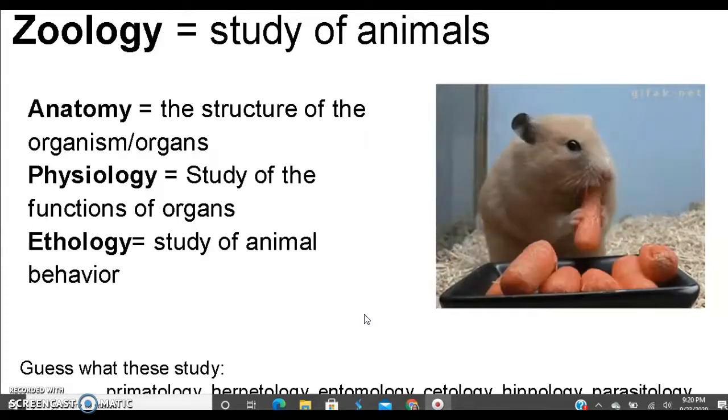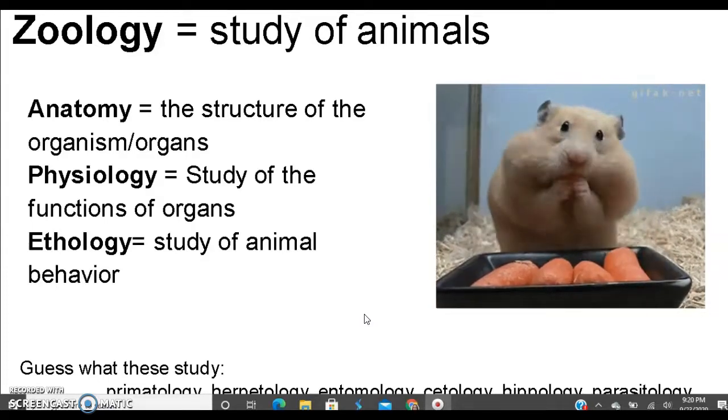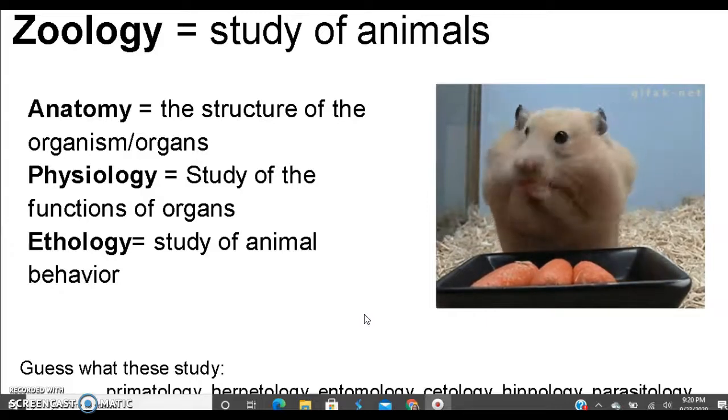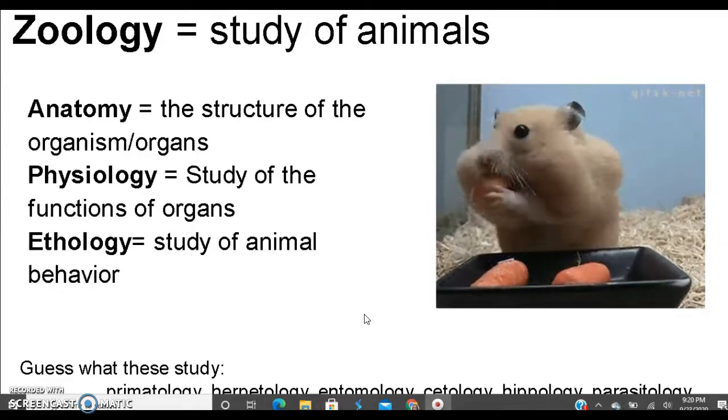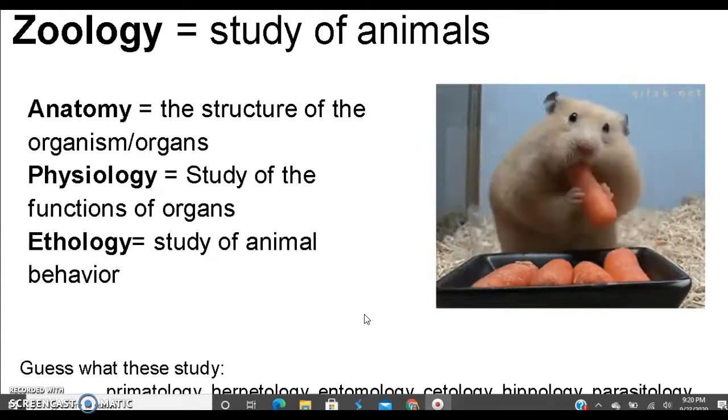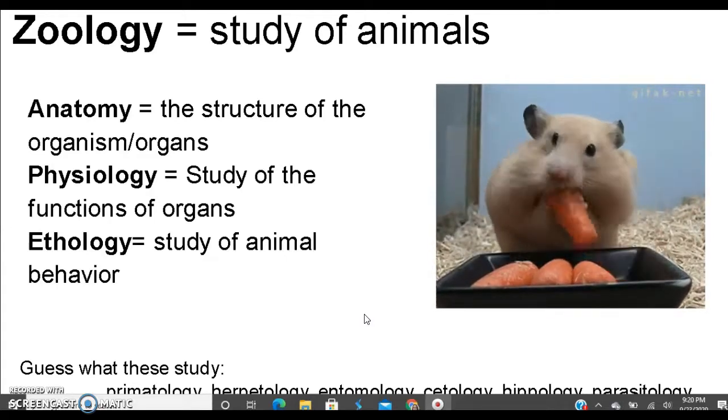Hippologists, they might sound like they study hippos, but a hippologist studies horses. The word hippopotamus means water horse. And then parasitologists study parasites.